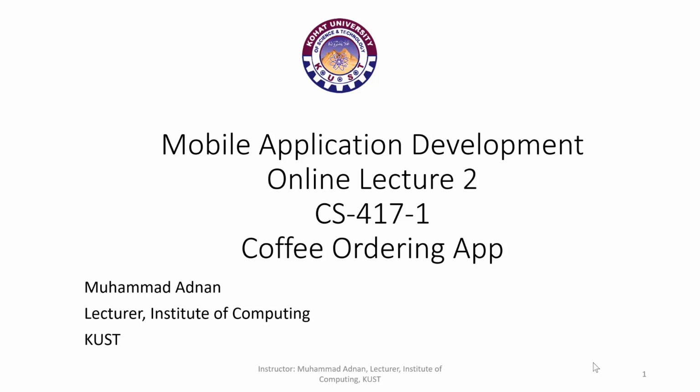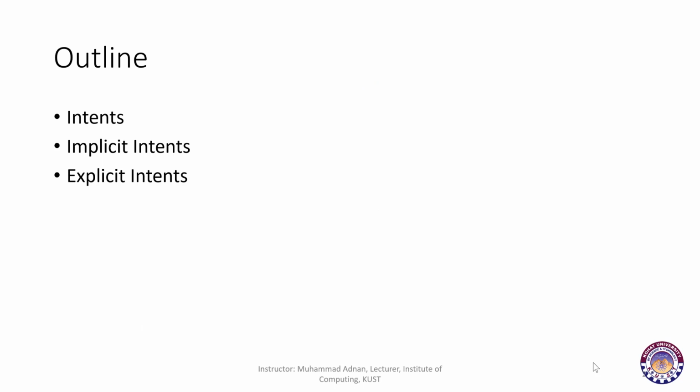So we are on part B of online lecture number 2 of the mobile application development course. So we were developing a coffee ordering app, and we did a lot of things. In the last step, we used intents. Specifically, we used implicit intents, and we saw how we can pass data from one activity or from one app to another app. We are going to study implicit intents and explicit intents later on in detail, but for now, at least for this app, we are going to use implicit intents.